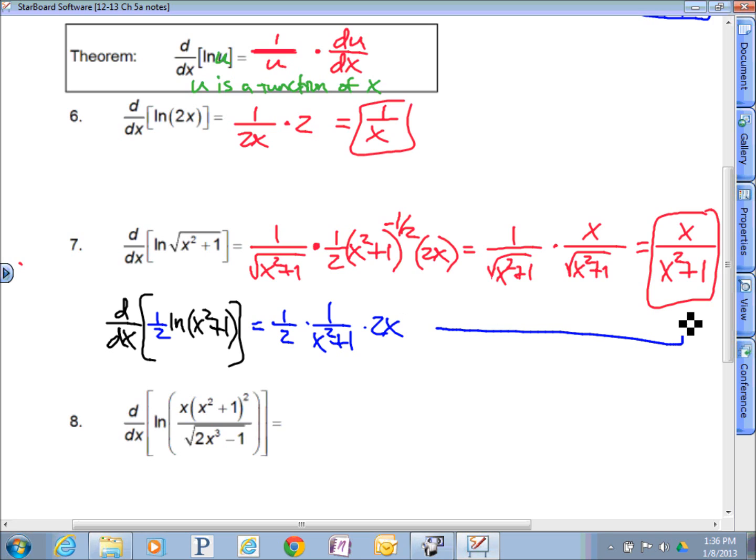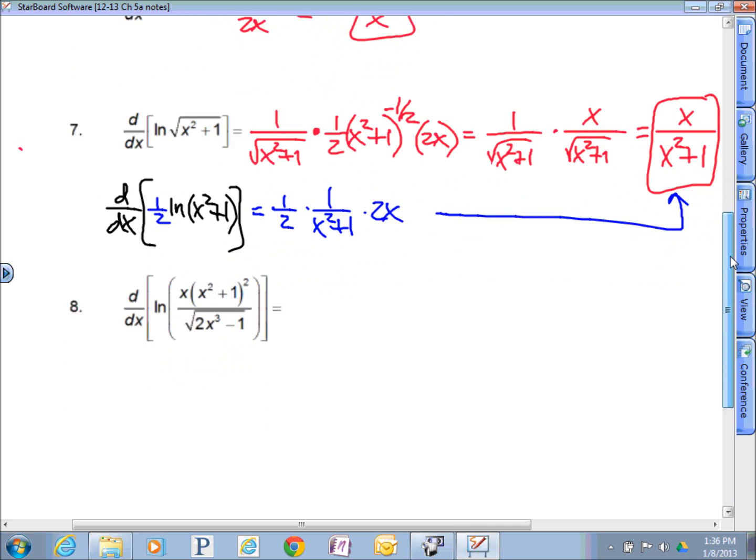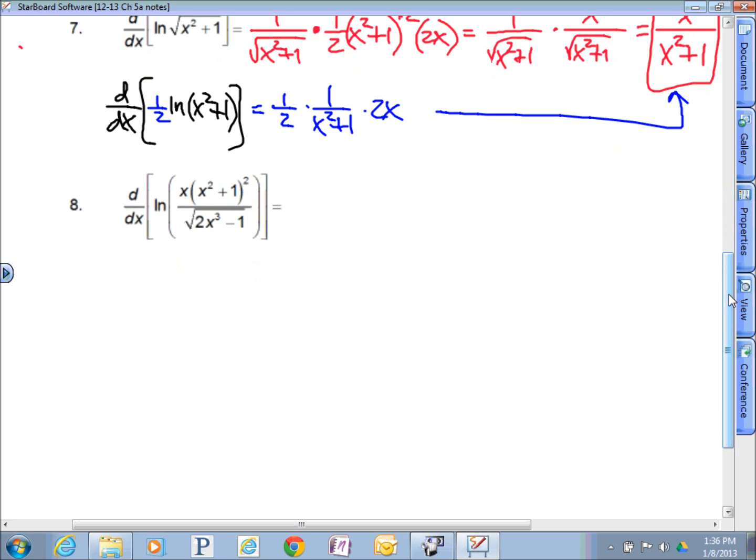Clean all that up. We end up exactly where we were before. So the reason that we want to go through and do these log rules is because a lot of times they're going to make what we're doing a heck of a lot easier on us. So we want to kind of see what we can do to make things easy. Because when I look at a problem like number 8, I am not even going to try.